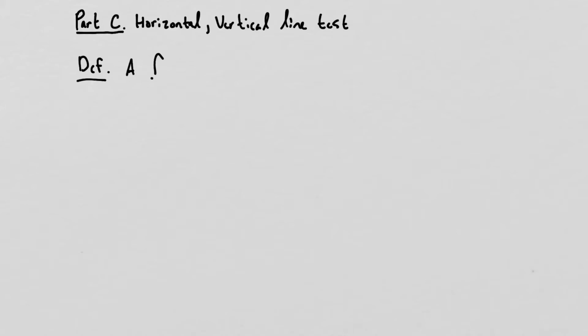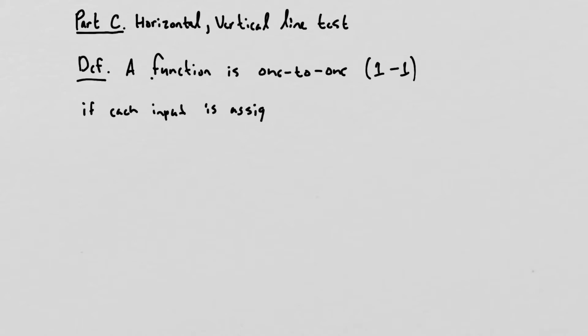A function is one-to-one if each input is assigned to a unique output. It turns out that one-to-one functions are pretty common. Let's look at an example of a one-to-one function.